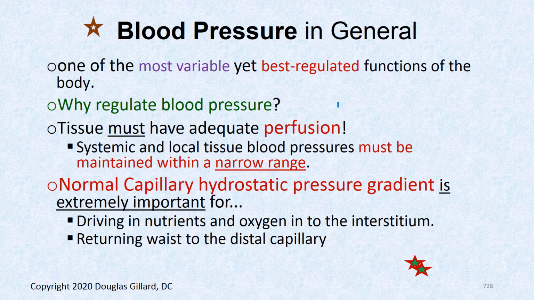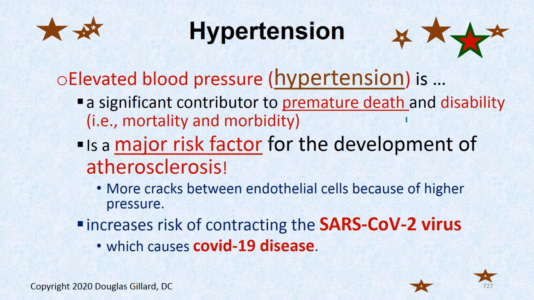Anyway, so blood pressure, one of the most variable yet best regulated systems in the body because the tissue is so finicky. The capillaries have to have that tissue gradient that we talked about way back on day 1, and the body will do anything to ensure that occurs. So that normal capillary hydrostatic pressure gradient, it's extremely important. It has to be just right to drive nutrients out in the proximal capillary and be able to return waste products and excess interstitial fluid in the distal capillary. So it'll do everything it can.